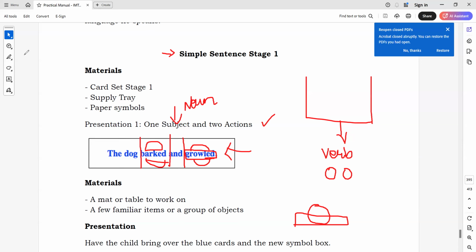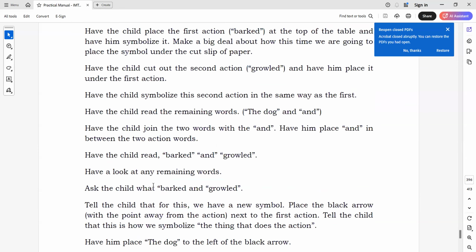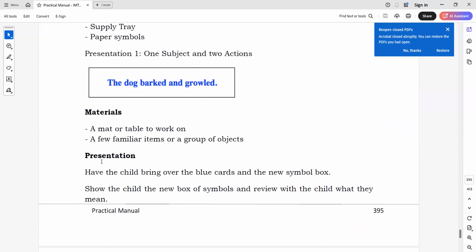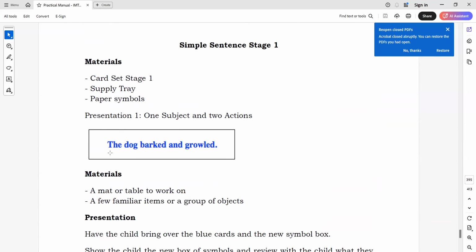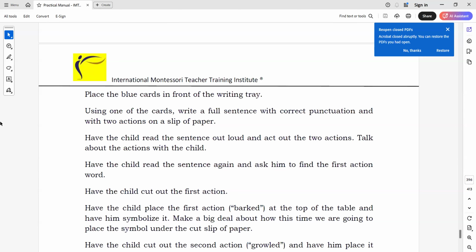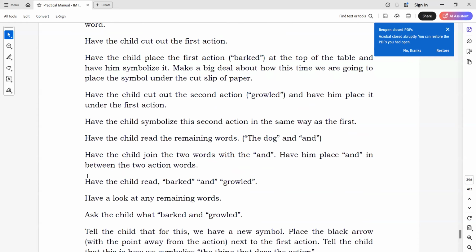What is important in this particular exercise is not only identifying this, but at the same time we ask who growled, who barked. So we're going to be using something extra. And what are those extras? The extras are nothing but arrows. You have to use your arrows to ask questions of our children.